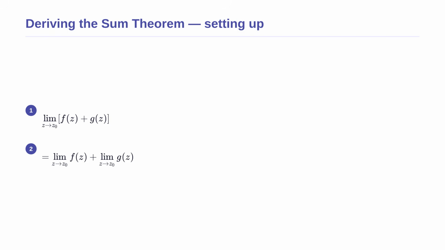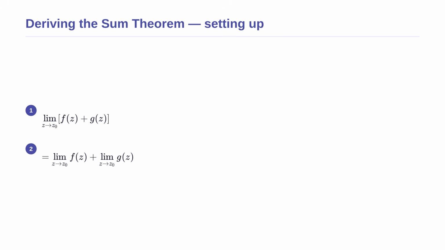Let us walk through the derivation of the sum theorem. We start with our initial expression, asking what happens to the sum of the two functions, f of z and g of z, as the input z gets infinitely close to the target point z0.